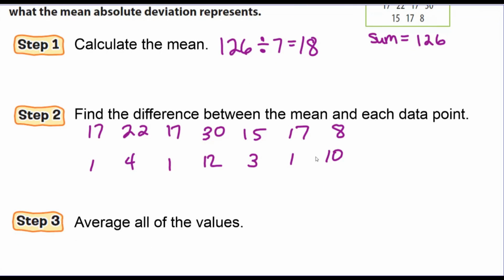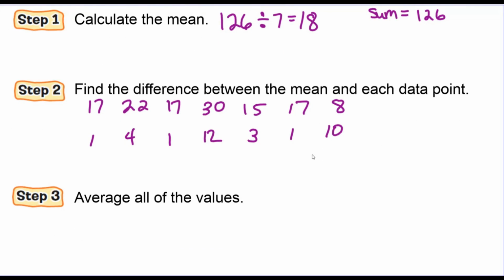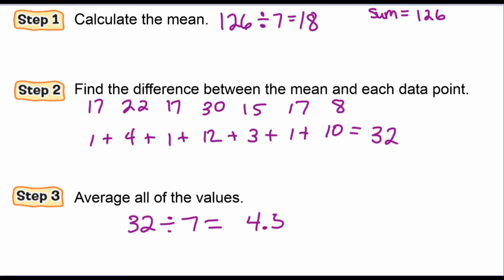So then lastly, our last step is to average all of these values. I want to find the average distance from the mean. So I'm going to add all of these values up, and they add up to 32. So my average is going to be 32 divided by 7, which is 4.57. And this is my MAD.